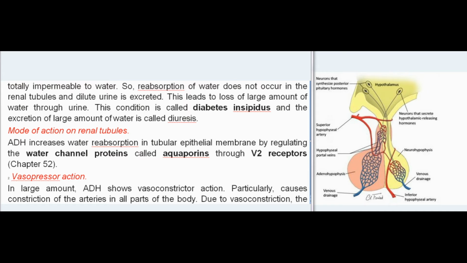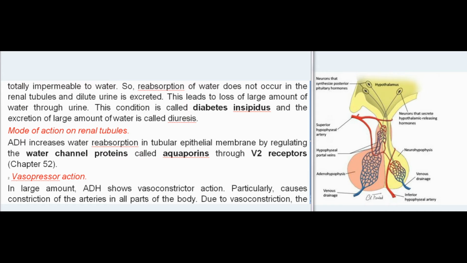This leads to loss of large amount of water through urine. This condition is called diabetes insipidus and the excretion of large amount of water is called diuresis. Mode of action on renal tubules. ADH increases water reabsorption in tubular epithelial membrane by regulating the water channel proteins called aquaporins through V2 receptors, Chapter 52.